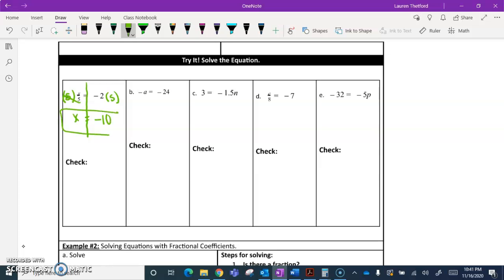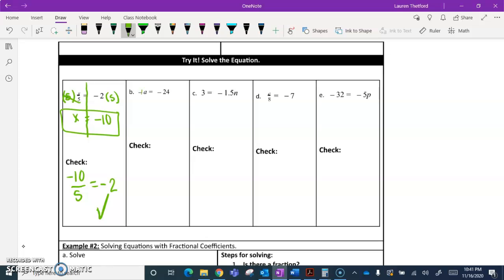So let's make sure that we got that correct. Negative 10 divided by 5 should give me that negative 2. Negative 10 divided by a positive 5 is going to give me a negative, and 10 divided by 5 is in fact 2. So we know we got that right.